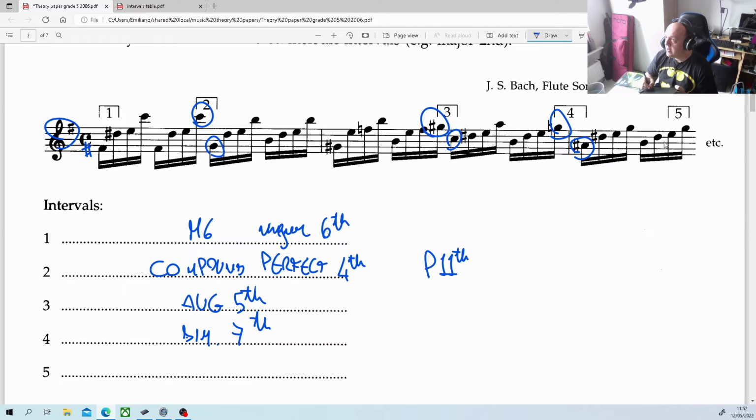And finally, the last interval, E natural, G natural. So that's simply a minor third. That's that.